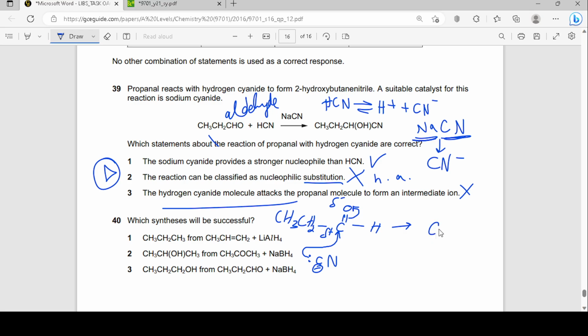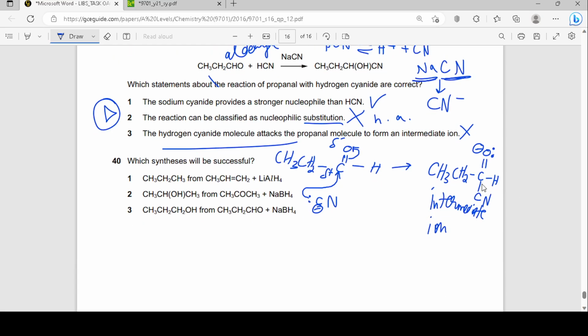So what's happened, and do you get an intermediate ion? Yes, you do. Now I don't really have space, but I will draw it. So you have a negative charge on that, and then you already have an H there, and the CN gets attached. So as you can see, this is an intermediate ion. And so you do get an intermediate ion.